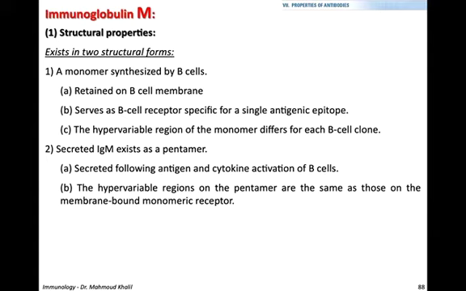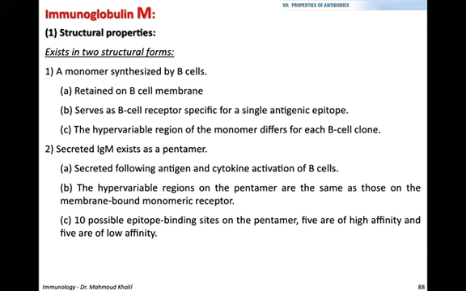So it starts secreting this IgM that can exist as a pentamer, and the hypervariable regions of this pentamer are the same as those on the monomeric antibody receptor on the B cells. Since it's a pentamer, theoretically it will have 10 possible epitope binding sites. It has been found that 5 of these paratopes are of high affinity, while 5 are of low affinity.